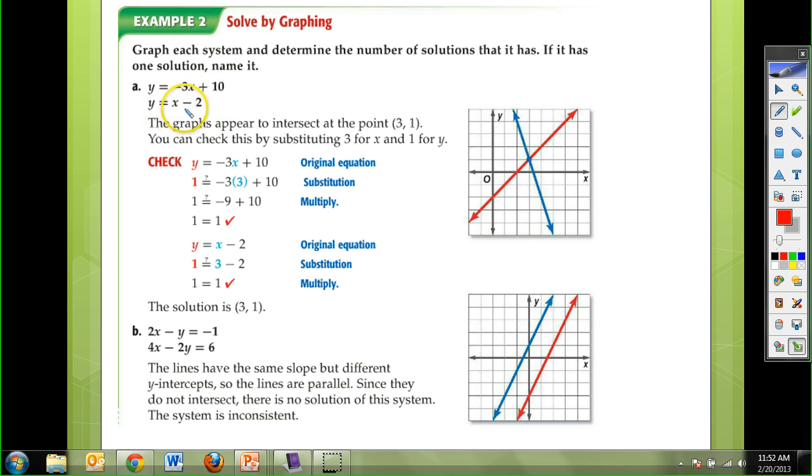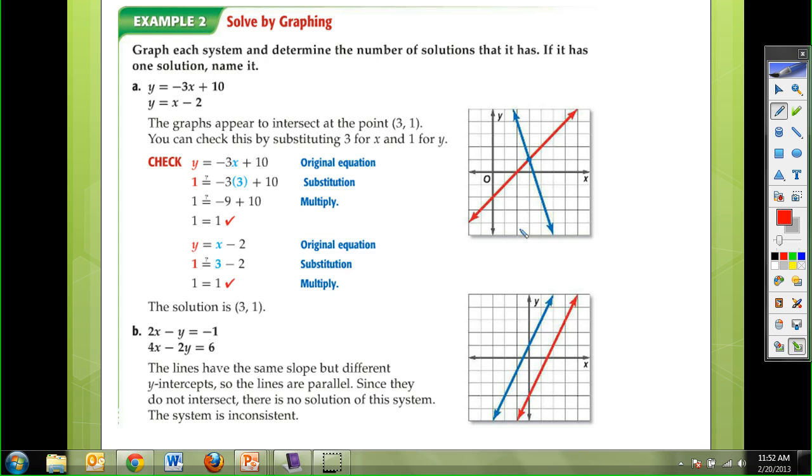We should all know how to graph this by now. You start with the y-intercept and then rise over run. Here's the slope. So rise 3, run 1 to the left. For this one, you start at negative 2 on the y-intercept. The slope is 1 over 1, so rise 1, run 1. So these are your 2 graphs.